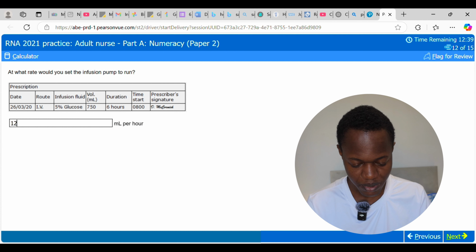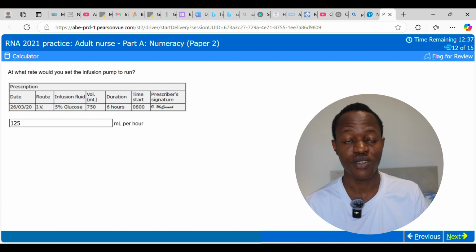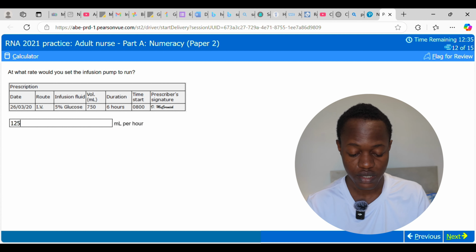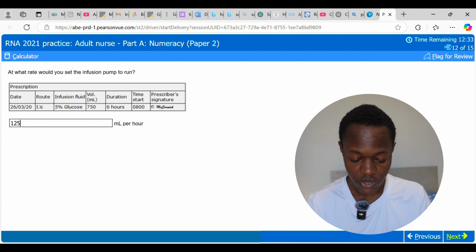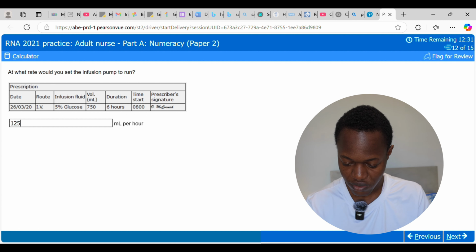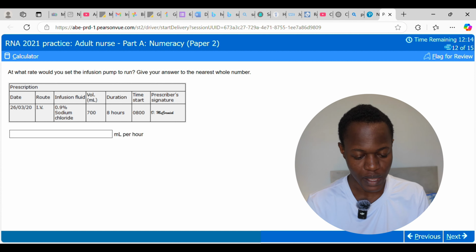Now in this aspect, you just need to put your 125. You don't need to go deep, because you already have the unit. So let's go to the next question. I don't even know which question we are in now. At what rate would you set up the infusion pump to run? Give your answer to the nearest whole number.